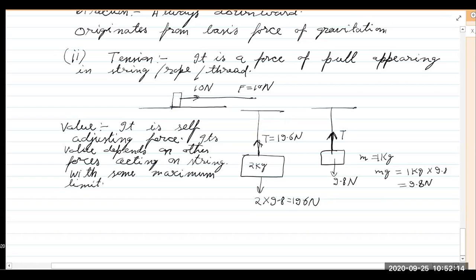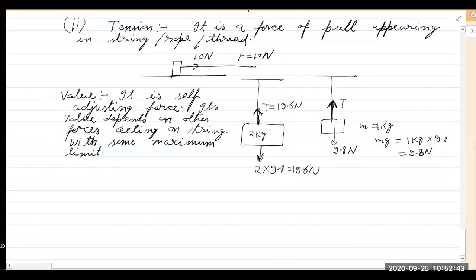So whatever force is acting downward, that is 19.6 Newton, that will be balanced with the tension. It is balanced but it has some maximum limit. So we can also write, with some maximum limit. That will be given in the question. If some problem is related to that, you will be provided that the maximum tension a string can tolerate is, suppose, 100 Newton. So the questions are based on that also.